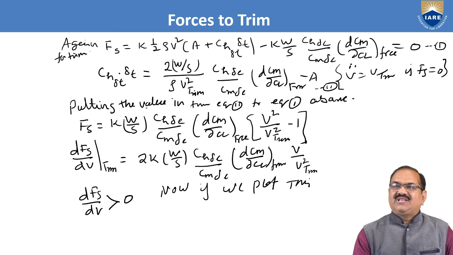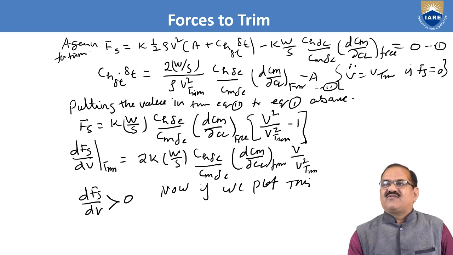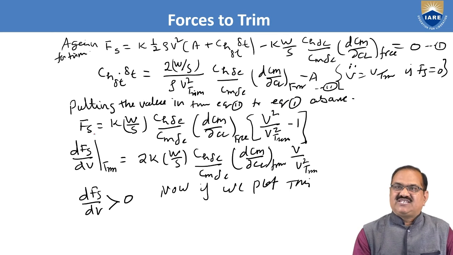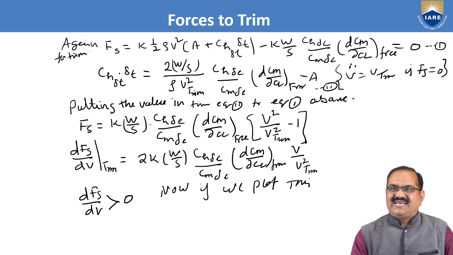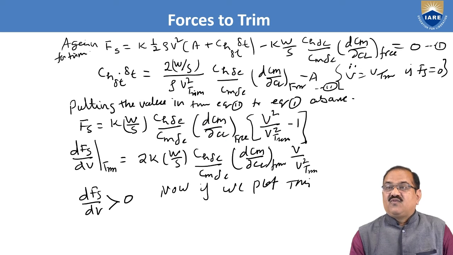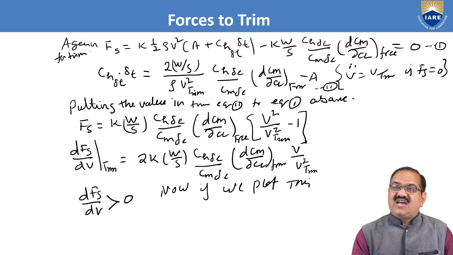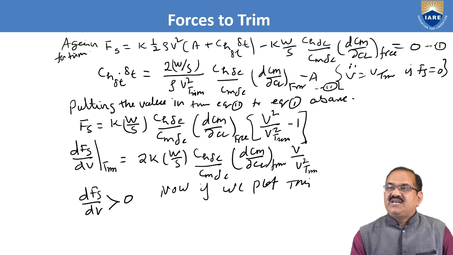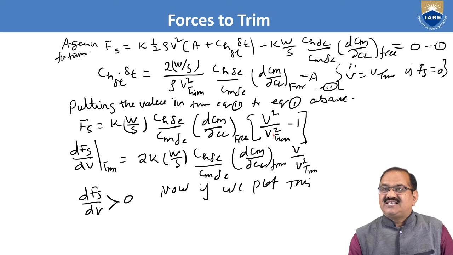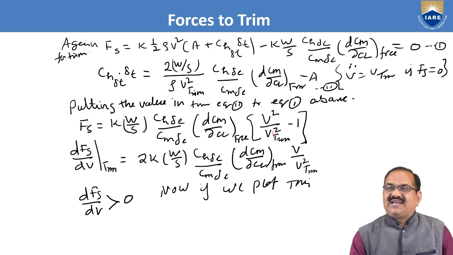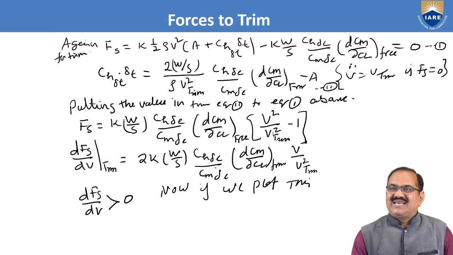Okay, putting the value of equation 2 into equation 1, we will get that Fs = K (W/S) (C_h_δe / C_m_δe) (dC_m/dC_L)_free (V²/V_trim² minus 1). So if we differentiate dFs/dV, then we will get the force gradient. So for this force gradient, this V will be V by V² because, and this 2 will come here. So 2K (W/S) (C_h_δe / C_m_δe) (dC_m/dC_L)_free V by V_trim².